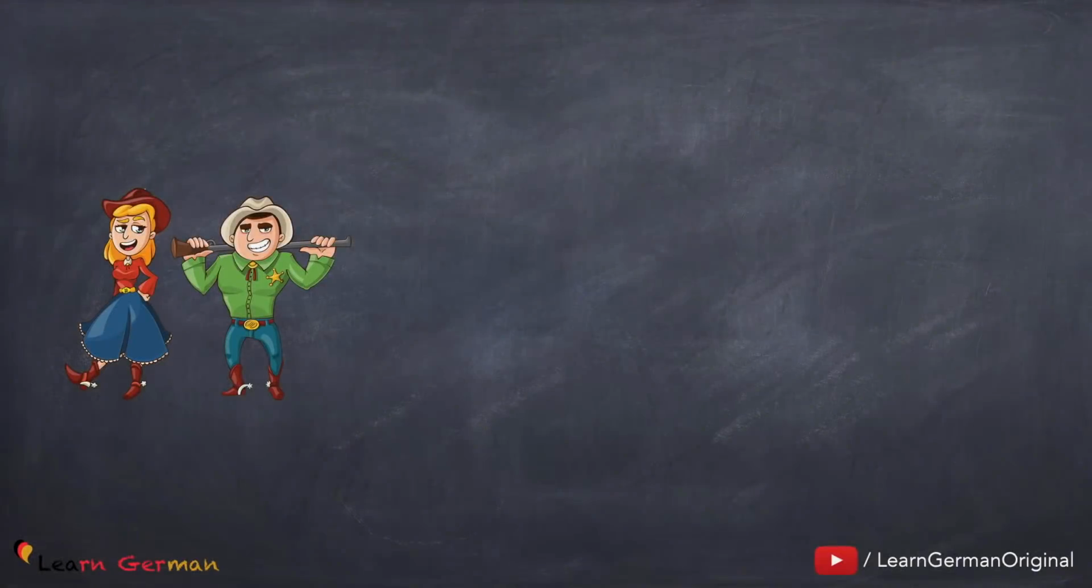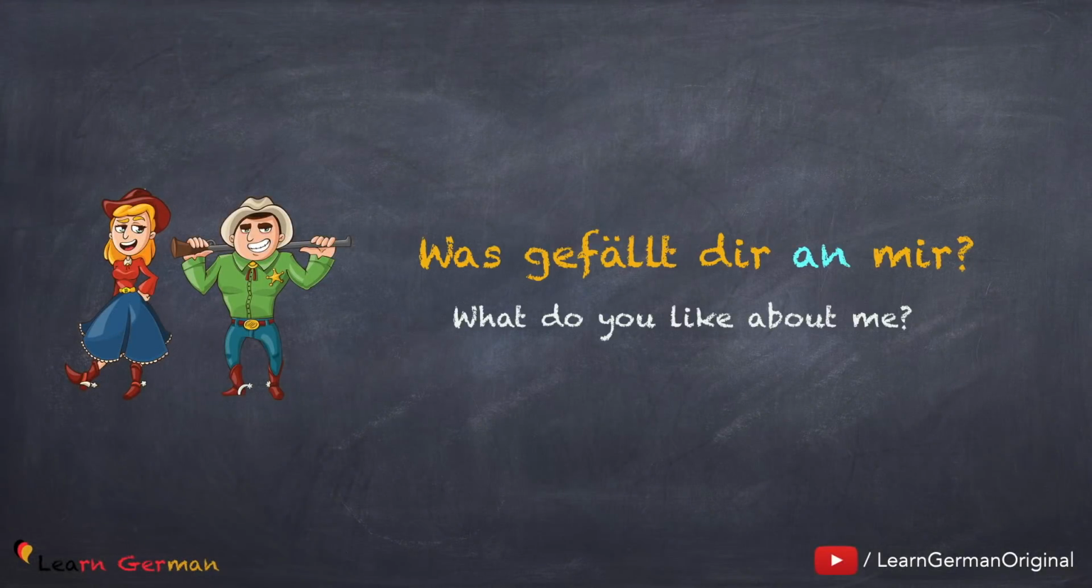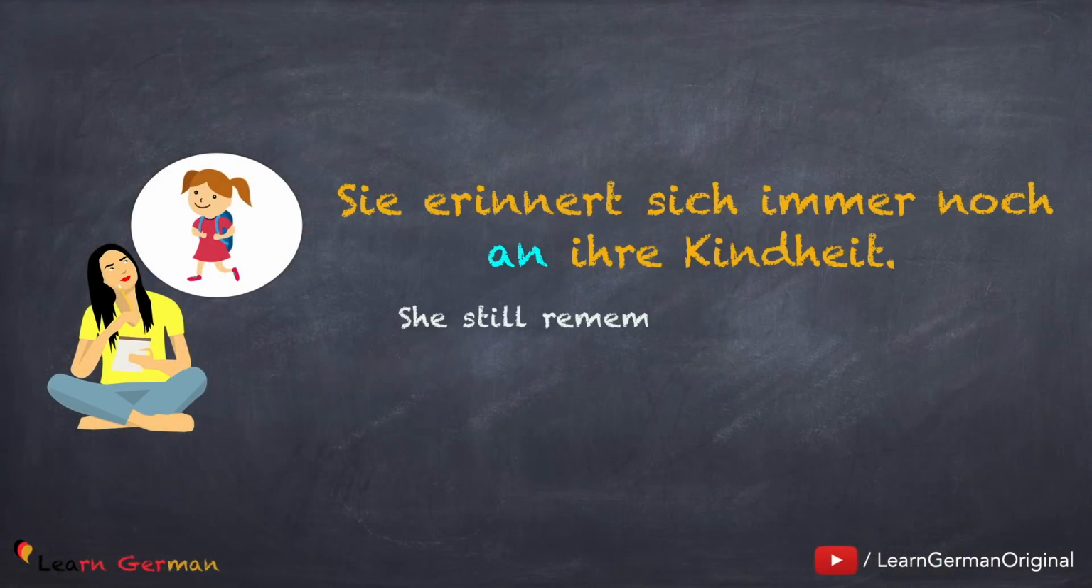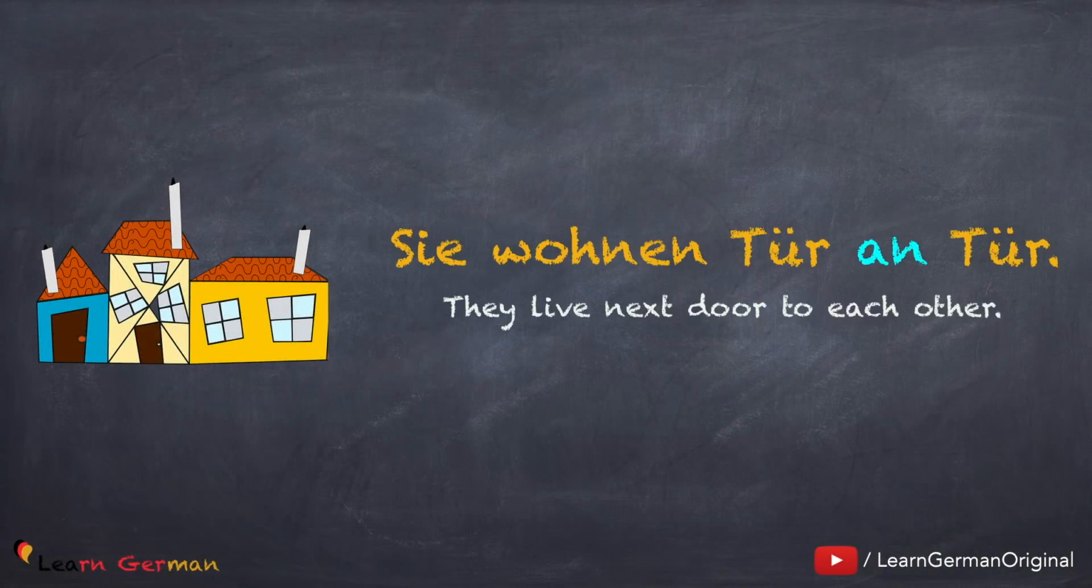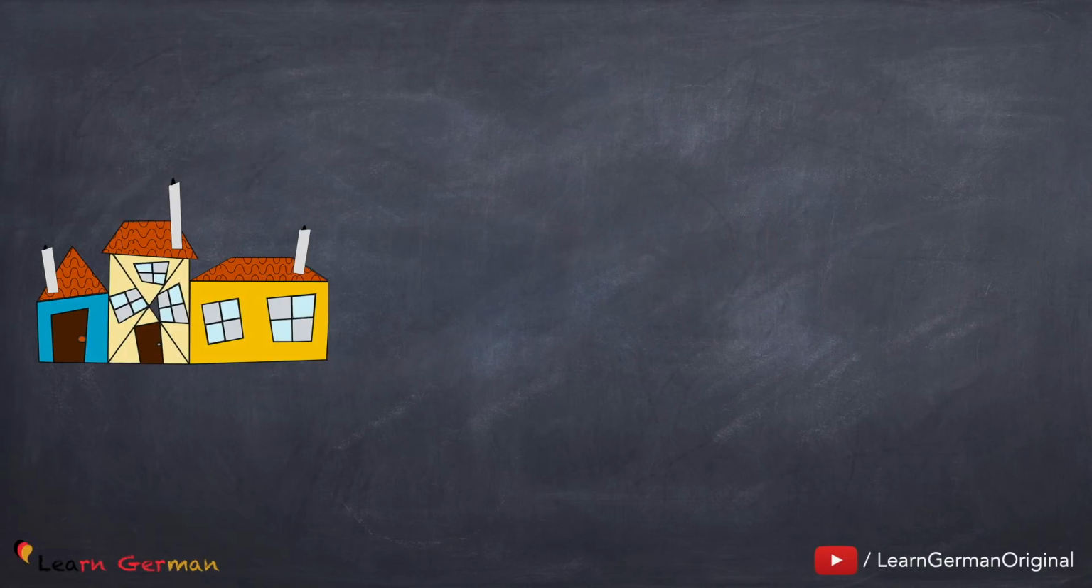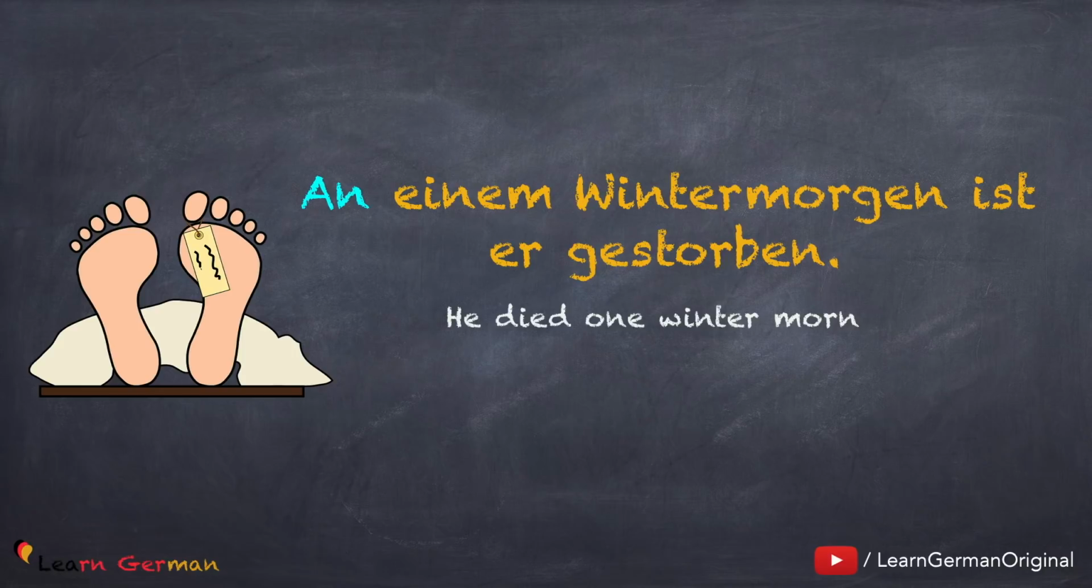Let's look at a different use of the preposition. Was gefällt dir an mir? Some verbs take fixed prepositions, such as in this one. Sie erinnert sich immer noch an ihre Kindheit. And there are also some structures that take fixed prepositions. For example, Sie wohnen Tür an Tür. An can also be used as a temporale Präposition. For example, an einem Wintermorgen ist gestorben. In this case, an always takes the dative article.